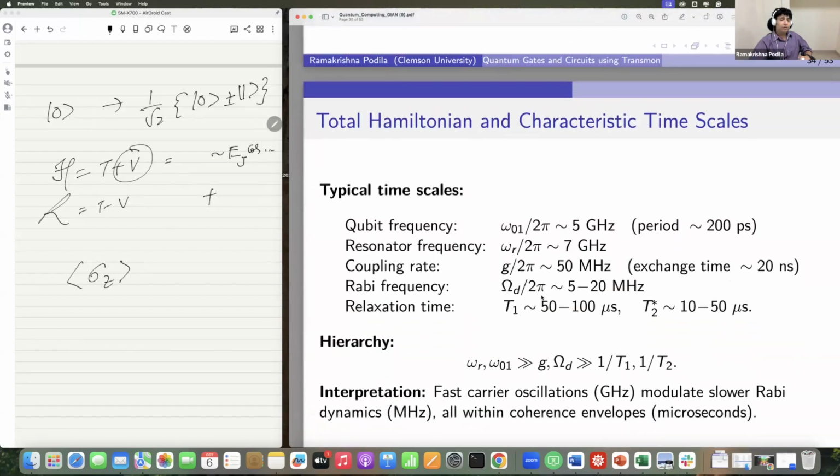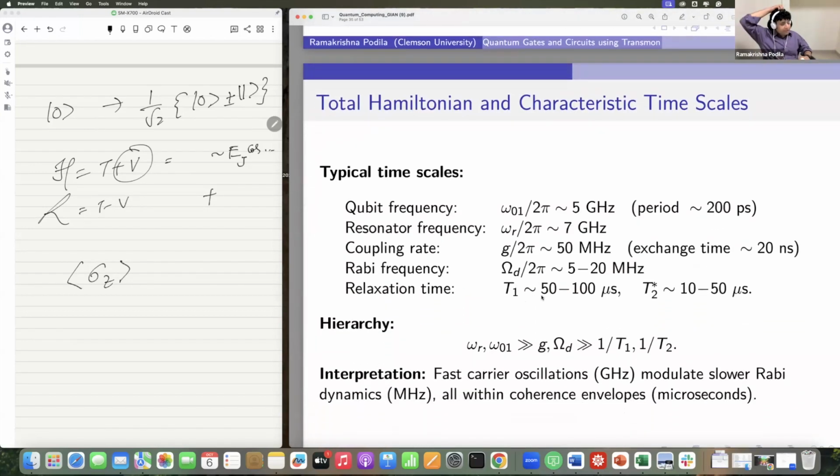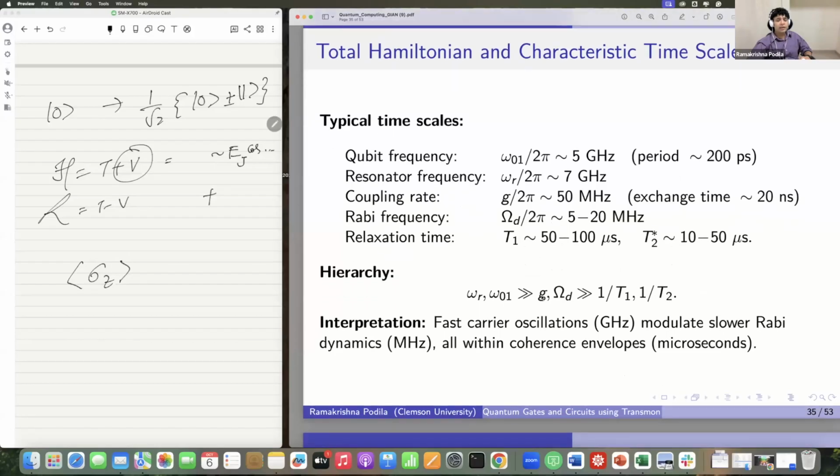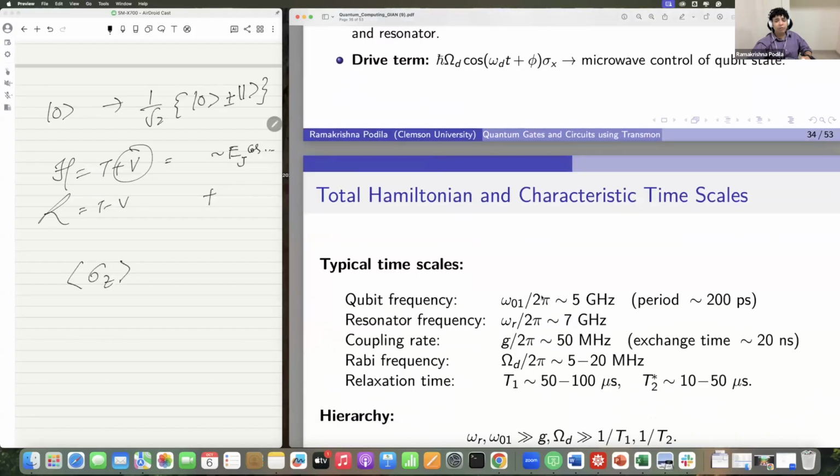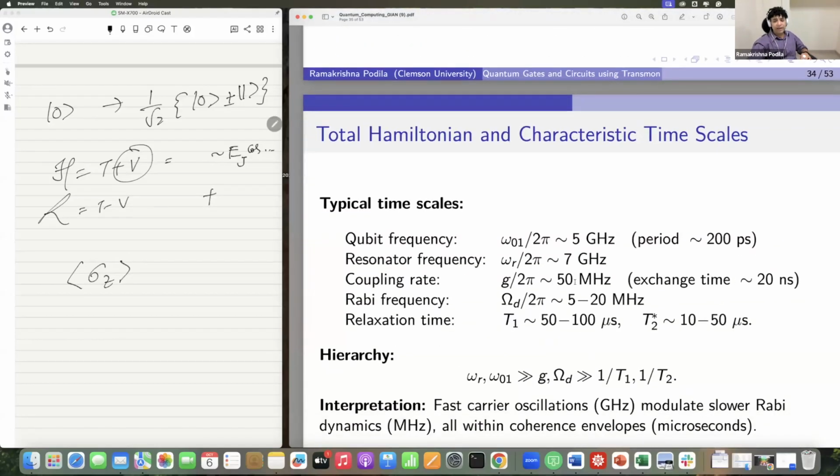So if you roughly look at what kind of frequencies are used in the IBM computers, we have qubit frequencies around 5 gigahertz, which relates to a period of 200 picoseconds. The resonator frequency is around 7 gigahertz. And the coupling between the qubit and the readout is around 50 megahertz. So it takes around a few nanoseconds for us to read.